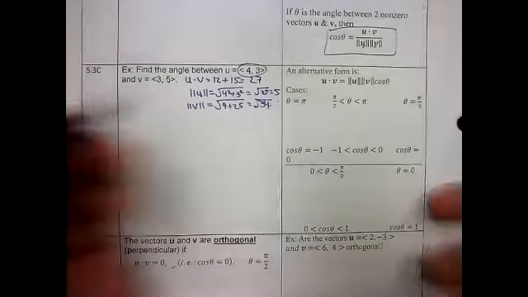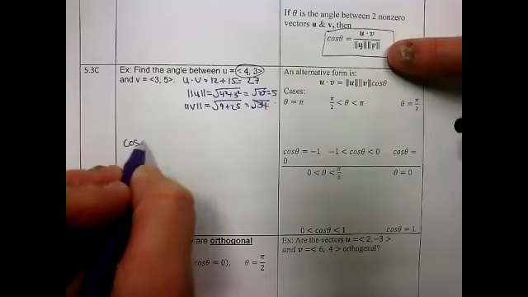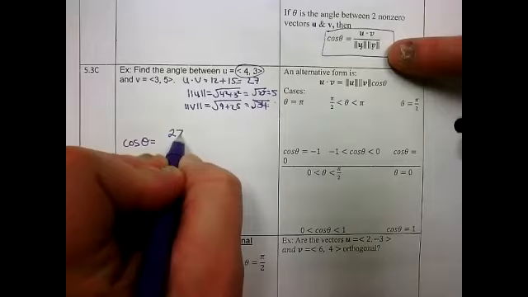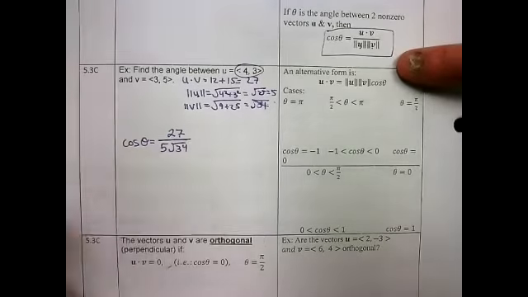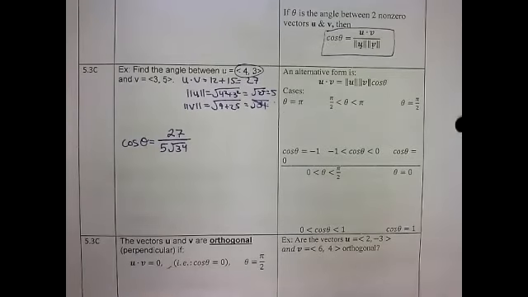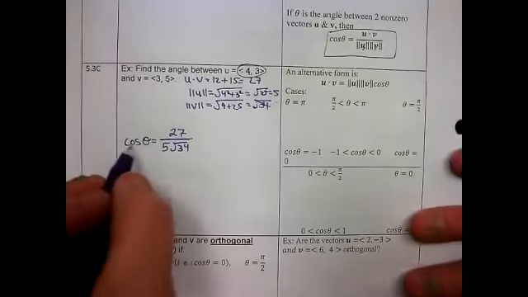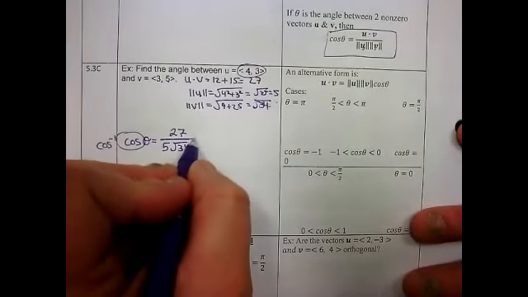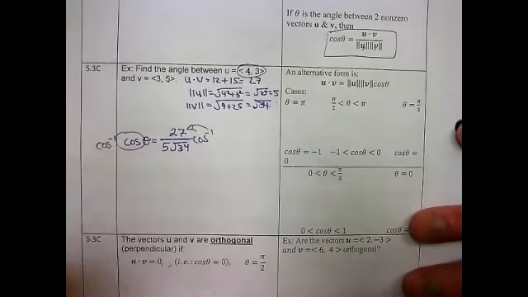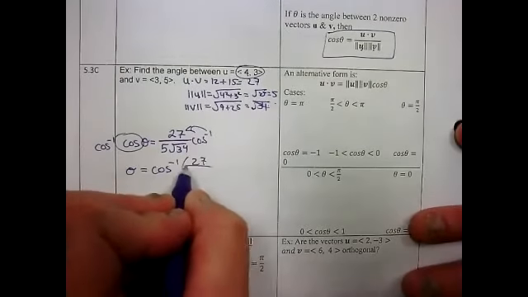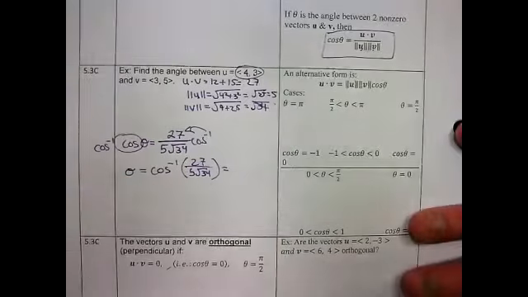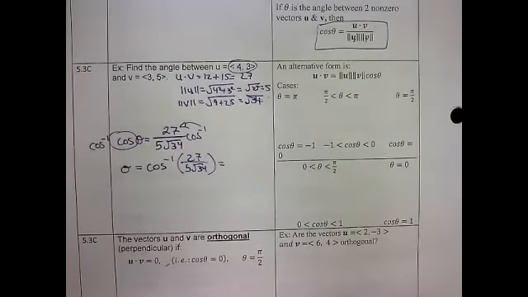Now I'm going to go ahead and use the formula. Cosine of theta equals u dot v, which is 27, over 5 times the square root of 34. You can change this to a decimal, and you're going to have to anyway, because we have to take the inverse cosine of both sides. So theta equals the inverse cosine of 27 divided by 5 times the square root of 34.